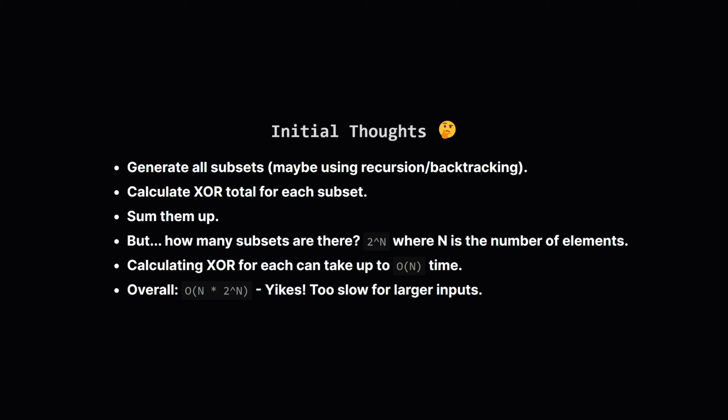If our input list has n numbers, there are 2 to the power of n subsets. That grows really fast. Calculating the XOR for each might also take time proportional to n. So this brute force approach might be something like order n times 2 to the n. That's likely going to be way too slow. If the input list gets even moderately large, we probably need a cleverer approach.